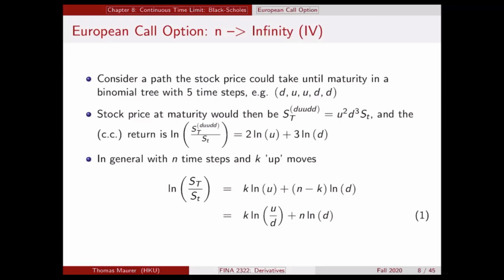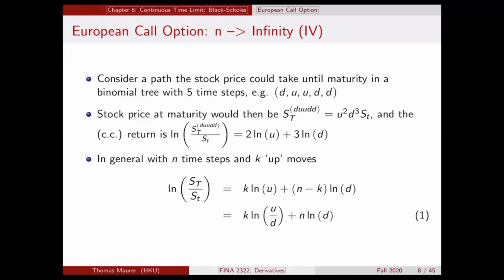What is the stock price here? Well, it's this u times u multiplied by d times d times d, or this u to the power of 2 times the gross return d to the power of 3 times the initial price of the stock. Or the log return, we get 2, so that exponent, we can bring that down, 2 times the log return of that factor u plus 3 times the log return d if you move down in the tree.